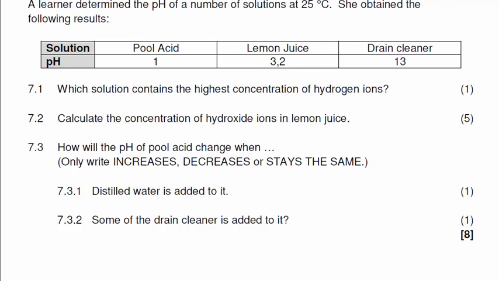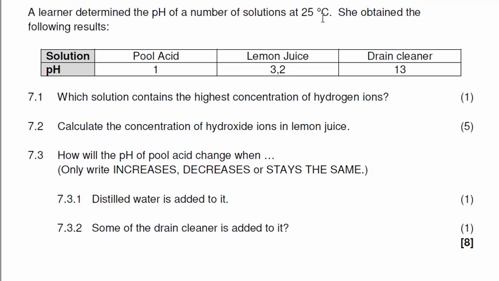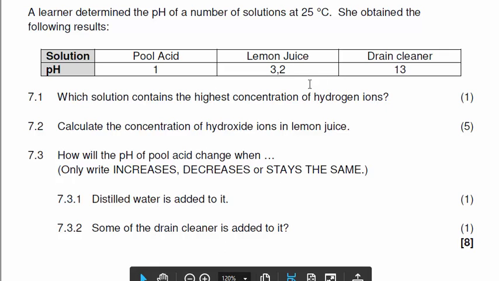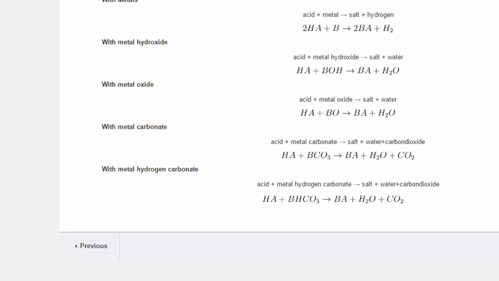Okay, a learner determined the pH of a number of solutions at 25 degrees Celsius. She obtained the following results: pool acid, lemon juice, and drain cleaner. Okay, she measured the pH of these things. Which solution contains the highest concentration of hydrogen ions? So you should be able to just see it, but you want hydrogen ions.